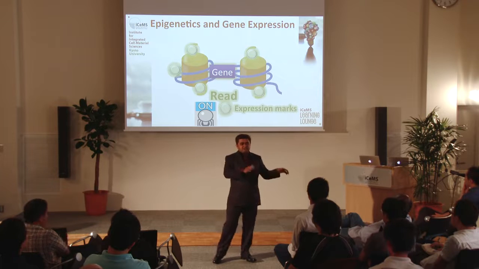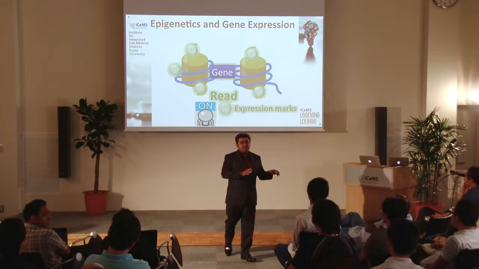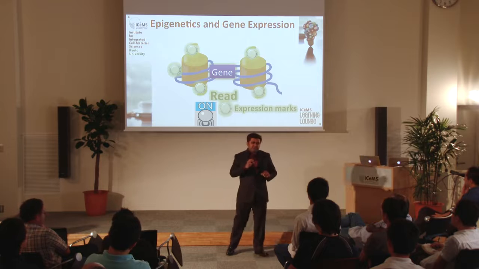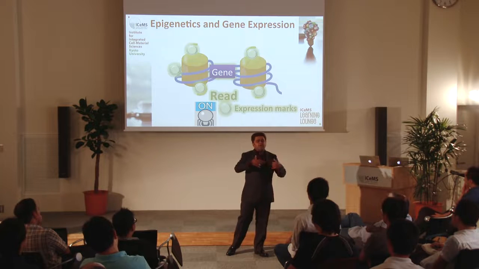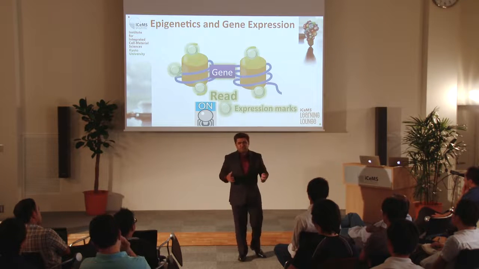There are some marks shown in green here which can cause expression by unwinding the DNA from the histone protein. These marks are called expression marks. So previously I asked you a question: why does worker bee look like worker bee and queen bee look like queen bee? Now is the time for the answer.